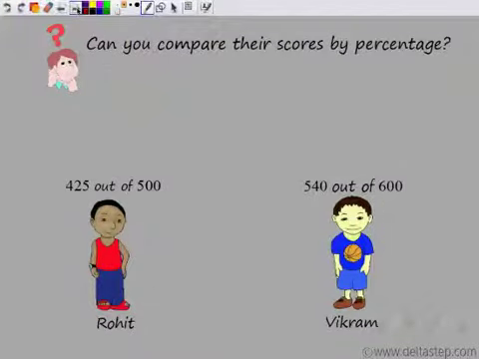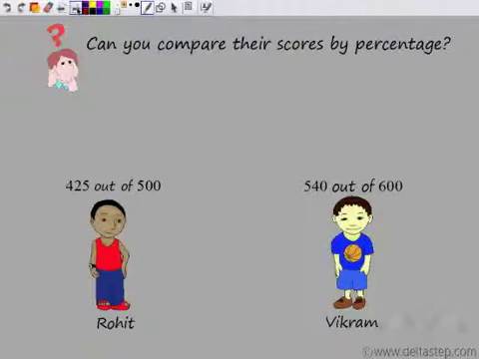Now let's see whether you can find the percentage of scores for both of them. Rohit has scored 425 out of 500, whereas Vikram has scored 540 out of 600. So now can you compare their scores by percentage?